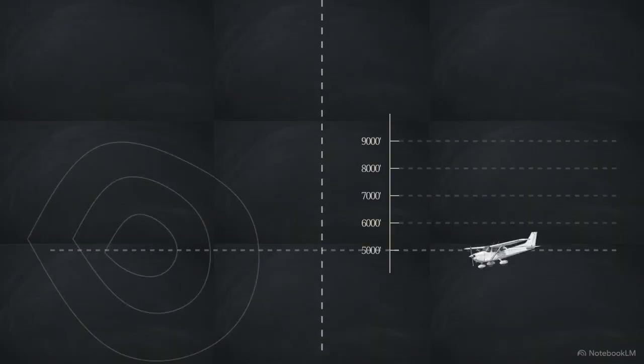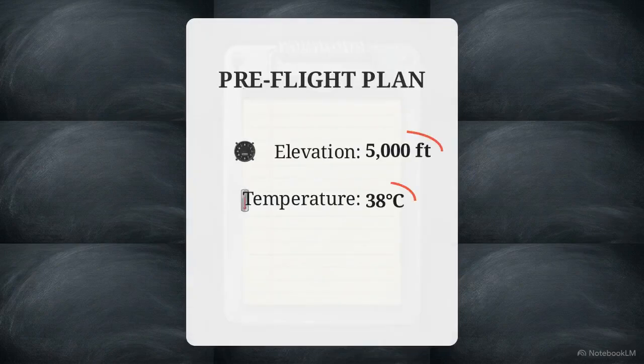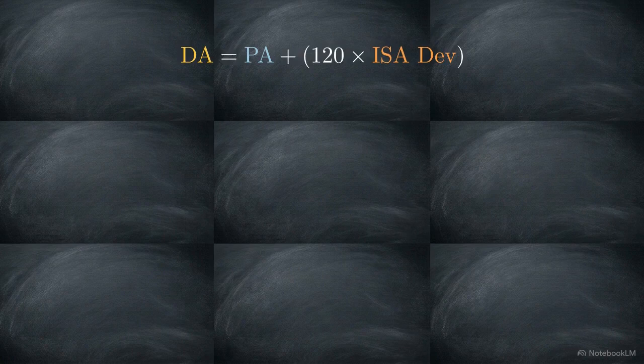High-density altitude creates an invisible disconnect between the elevation printed on the map and your aircraft's actual capability. Because you cannot see the air thinning, mathematical calculation is the only reliable way to guarantee a safe departure. To solve the Arizona scenario, we use the standard formula. Density altitude equals pressure altitude plus 120 times the ISA temperature deviation.